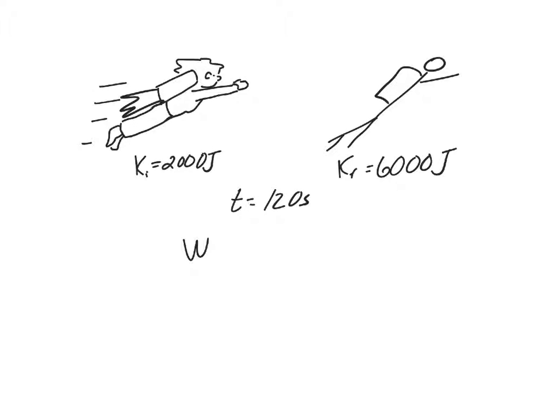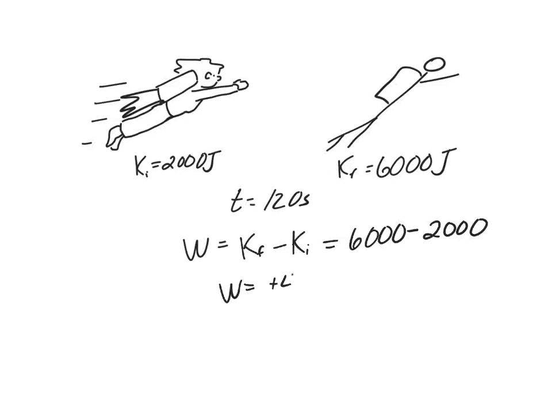So work would be the change in kinetic energy. So K final minus K initial, or 6,000 minus 2,000. So our work here would be plus 4,000. And that's how much work was done from this position to this position.